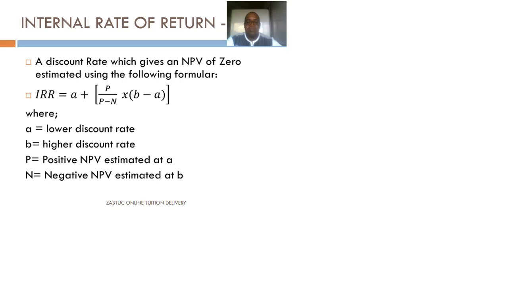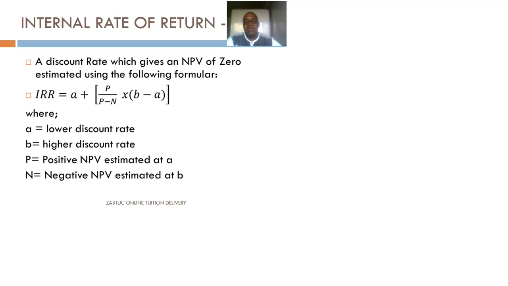How do you estimate internal rate of return? You need 4 variables, 2 discount rates, 2 NPVs. You have a lower discount rate which will give you a positive NPV, and a higher discount rate which will give you a lower NPV or negative NPV.